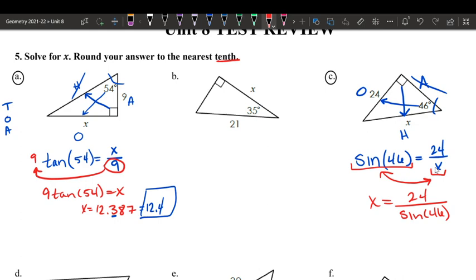So when you're solving, you're going to end up doing one of those things before you type it in the calculator. So 24 divided by sine 46 is 33.363. I'm rounding to the tenth, right after the decimal, so X equals 33.4.